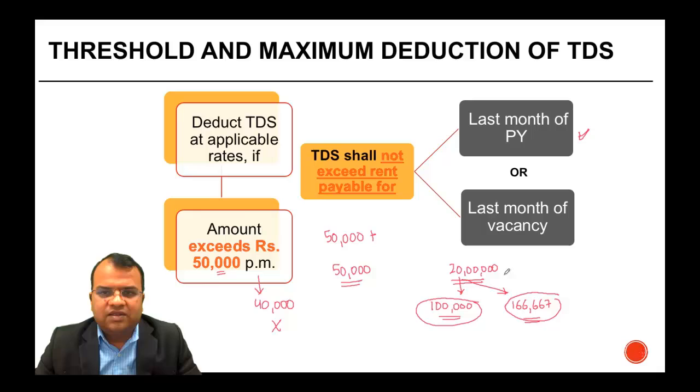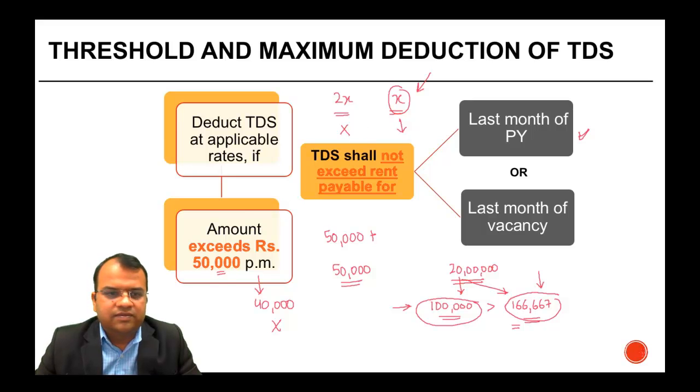But in case this TDS was greater than the rent which was payable for the last month, the TDS will be restricted to this amount which is payable for the last month. In other words, let's say if the TDS which is to be deducted is 2x and the rent for the last month is x, then in that case the TDS which will be deducted will be only x and it will not be 2x.